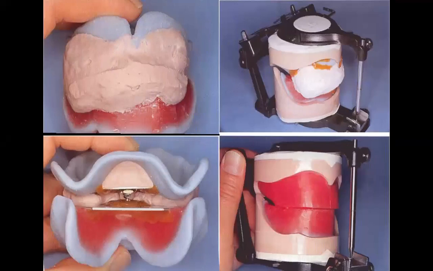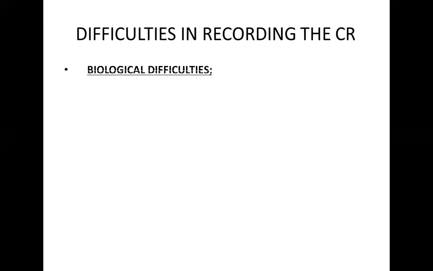Otherwise this method is very good for the beginners, but this is more time taking than your occlusal check record method. So these two methods for recording your centric relationships are common as compared to other methods. That's why I just focus on these two methods there. अब आपको problems क्या हो सकती हैं while you are recording the centric relationship?